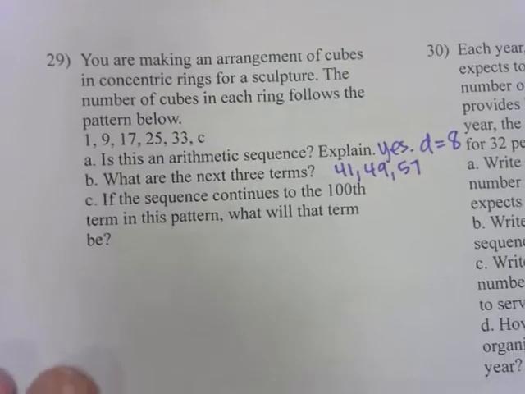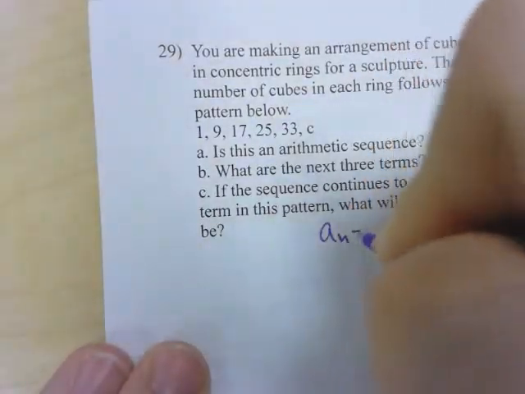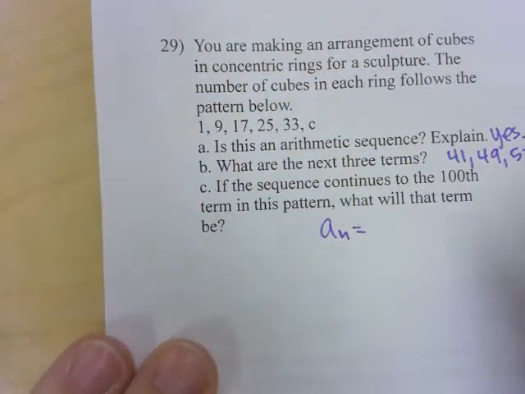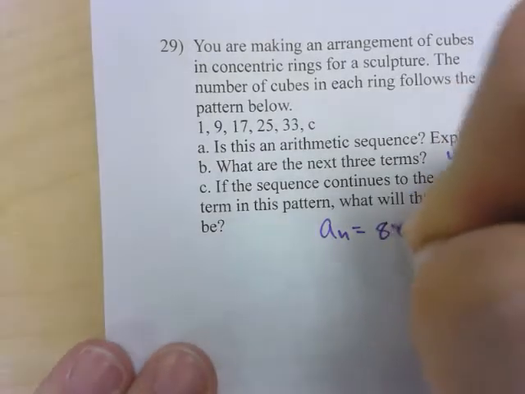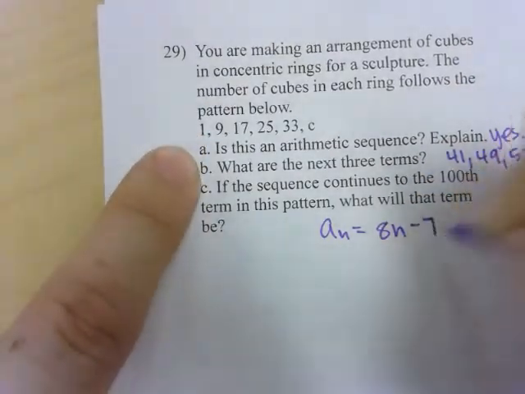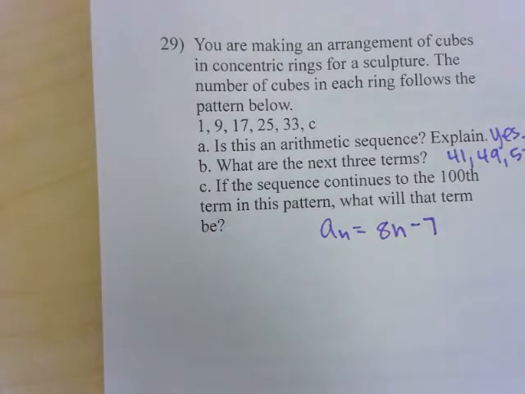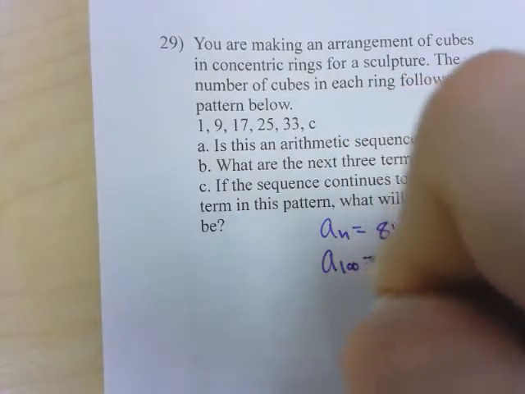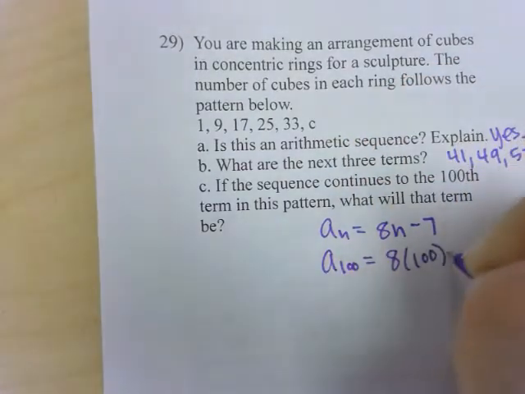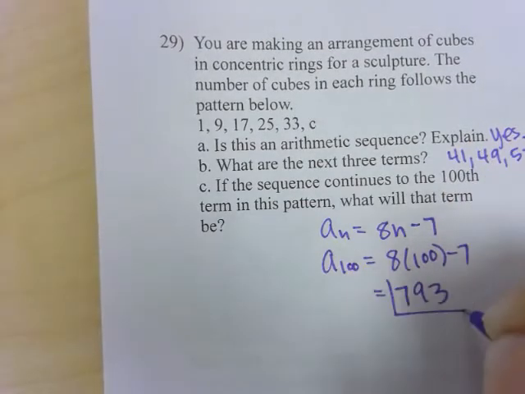So in order to do that, you either need to add 8 a lot of times or come up with the equation. Again, from the beginning, the equation is the difference times n plus the first term, or the one before the first term, which if I subtracted 8, it would be minus 7. If I want to know the 100th term, 800 minus 7 would be 793.